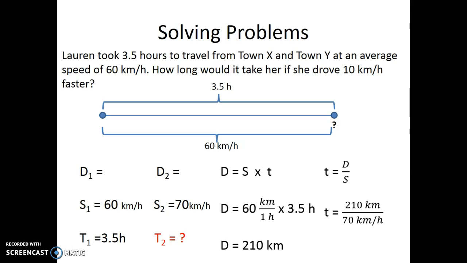So we'll substitute in our variables. We have 210 kilometers divided by 70 kilometers per hour. And again, we can probably do this in our heads. Let's cross off the zeros. And then we have 21 divided by 7. And our time is going to equal 3 hours. So she would cut off a half an hour.